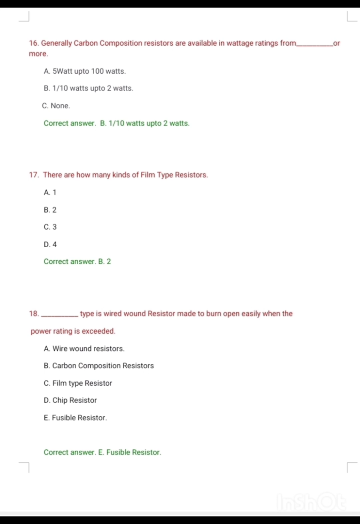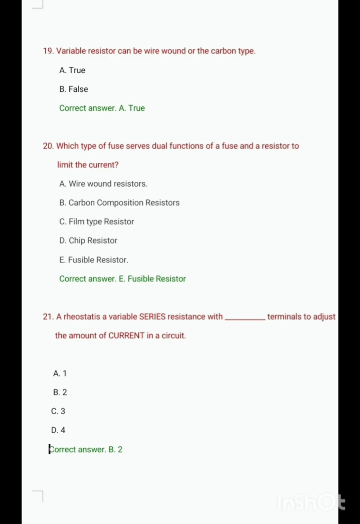19. Variable resistor can be wire wound or the carbon type. A. True. B. False. Correct: True.